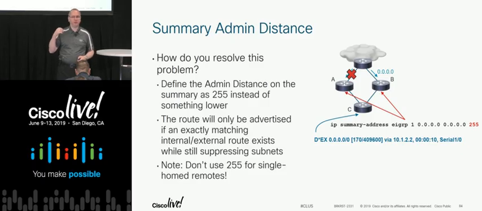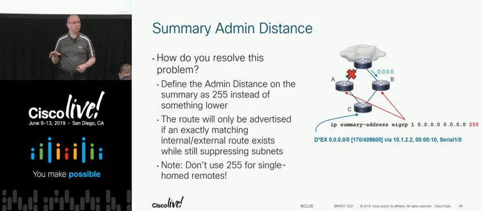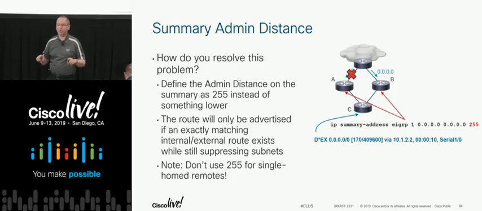Yeah, there is a comment here. Don't use the 255 for single-homed routers. If C was single-homed, keep in mind that the default route stands not only for the internet, but also for the rest of the networks in your headquarters or your other locations, right? Because you summarize everything into the default route. So you have to be advertising the default route no matter what. Otherwise, you cut yourself not only from the internet, you cut yourself also from the rest of your network.